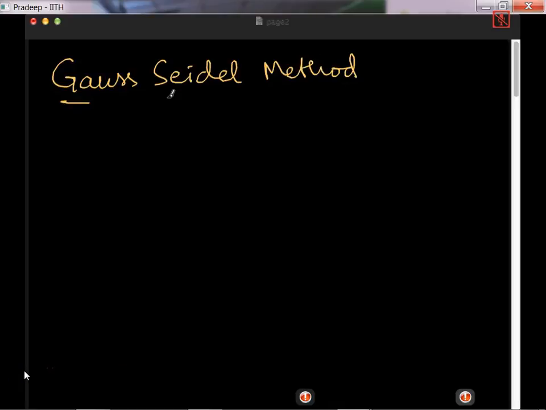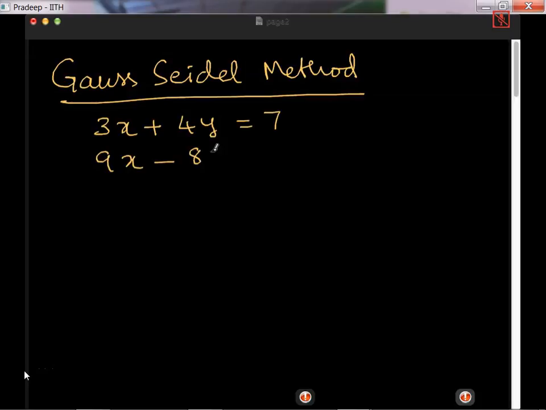So let's continue with the method. Take a simple case: two unknowns, two equations. Let's take 3x plus 4y equal to 7 and 9x minus 8y equal to 2. So like this I have an equation and I want to solve it. Everybody knows how to solve it, but here I am using the GS method, the Gauss-Seidel method.